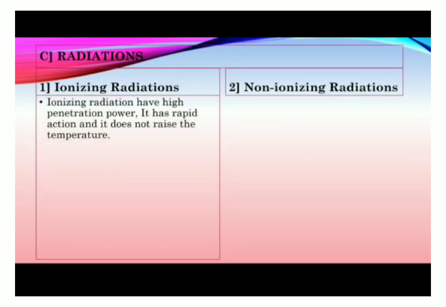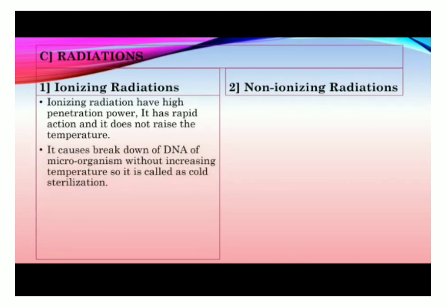Ionizing radiations have high penetration power, it has rapid action and it does not raise the temperature. So this is the property of ionizing radiations. They have high penetration power, that it gets penetrated deep, as well as it has rapid action, it acts very fast and the temperature remains steady. Further, it causes breakdown of DNA of microorganisms without increasing temperature. So it is called as cold sterilization.